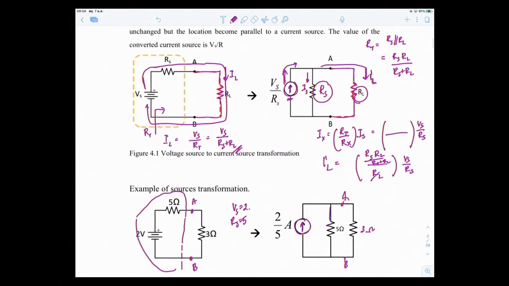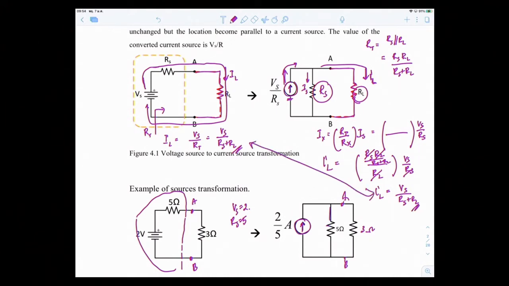RL cancels and Rs cancels. So you have IL equal to Vs over Rs plus RL. Therefore, it's the same answer as the other one.